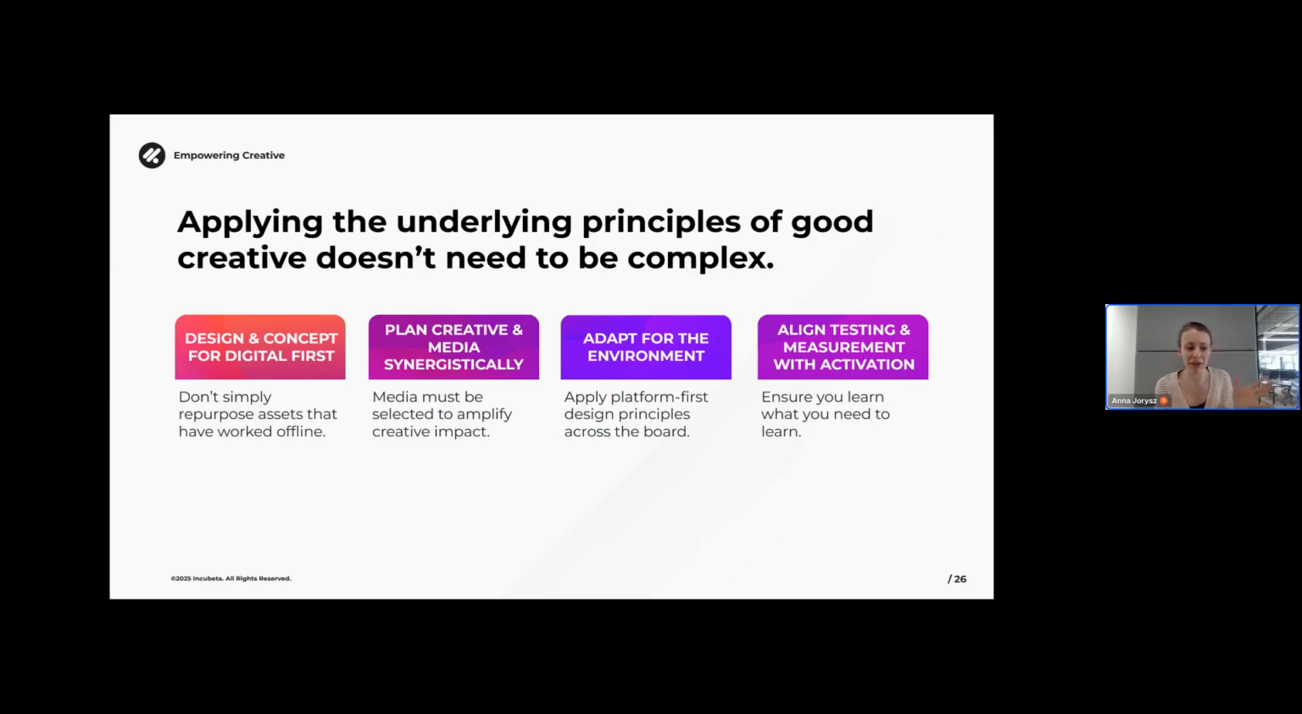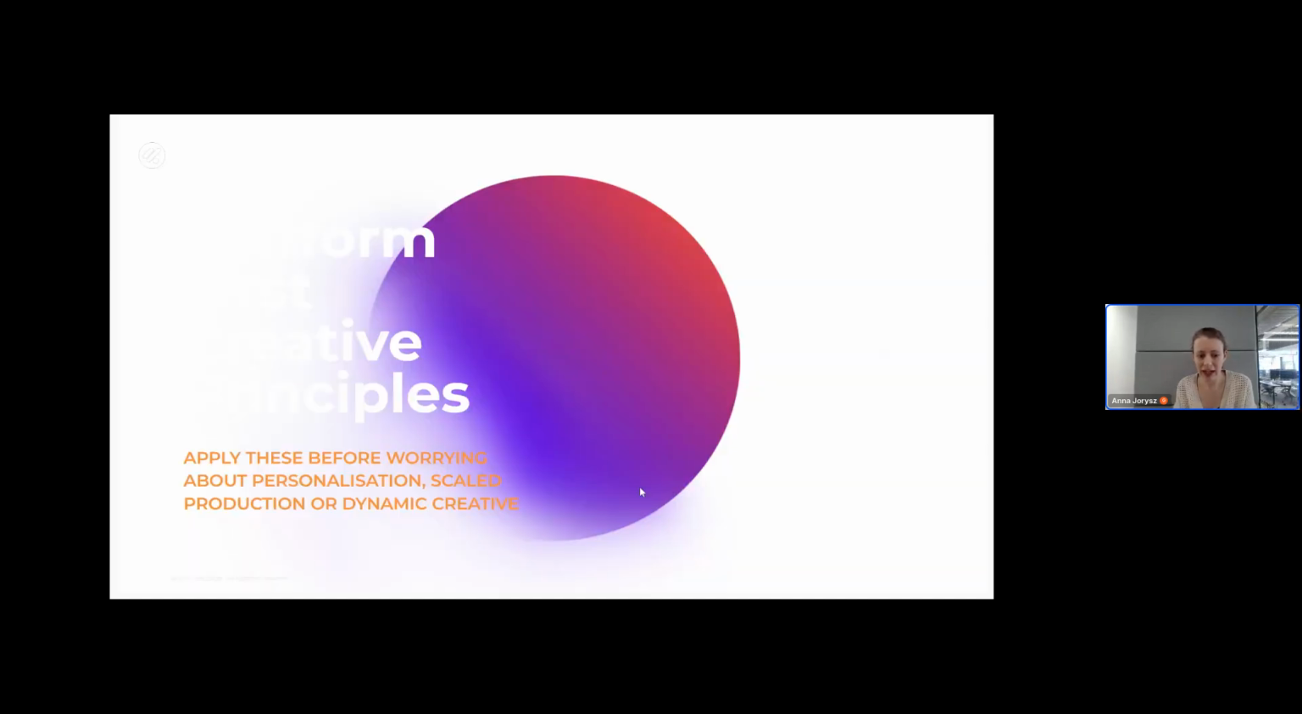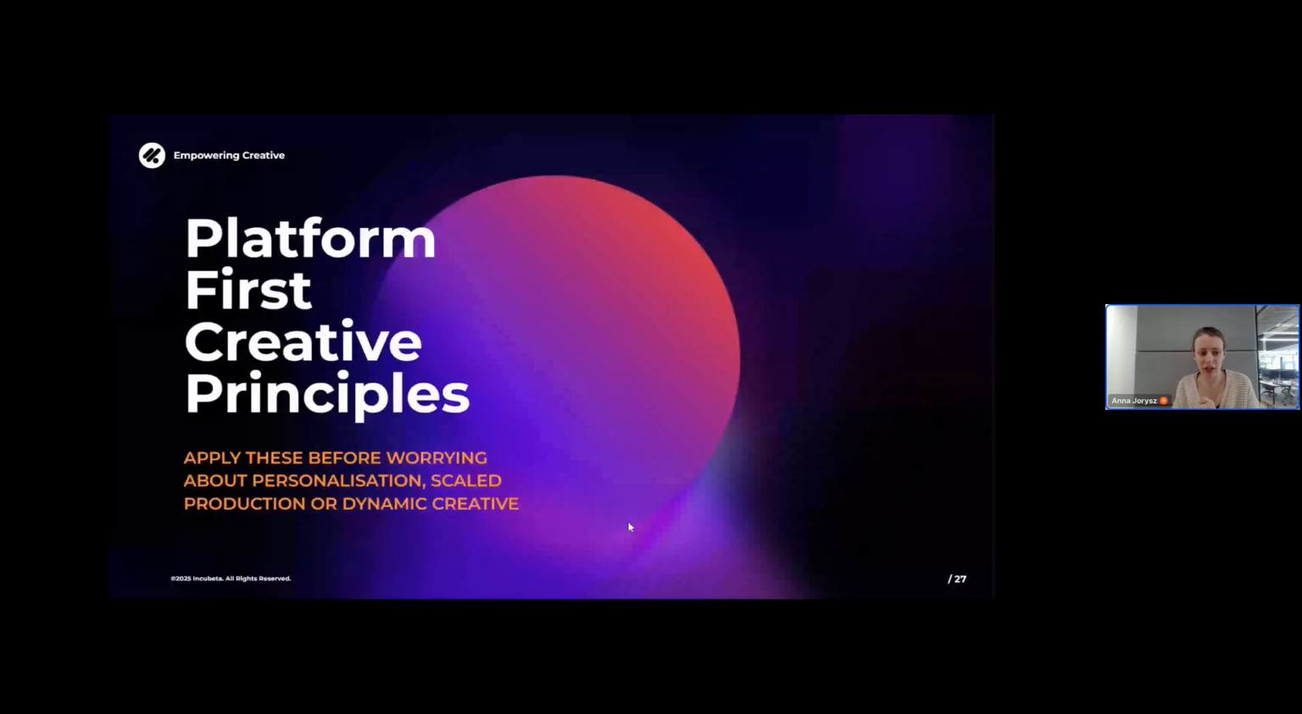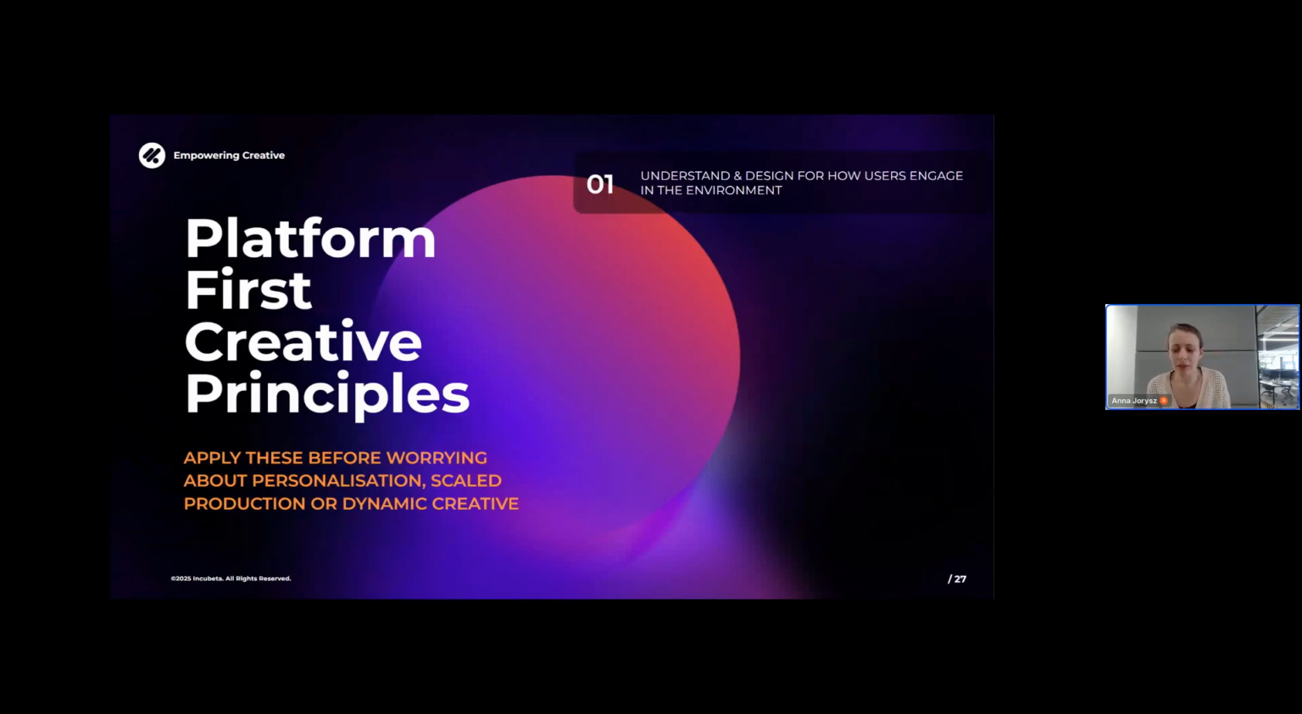So what I wanted to talk about, given that this is a programmatic, not creative, webinar, is to focus on those quite media-specific things, thinking about how we really make creative work for programmatic channels. The first thing is, what do we mean by platform first, and what are the principles behind that? I would always make sure that fundamentally you're getting these right before we start talking about personalization and automation and so on.